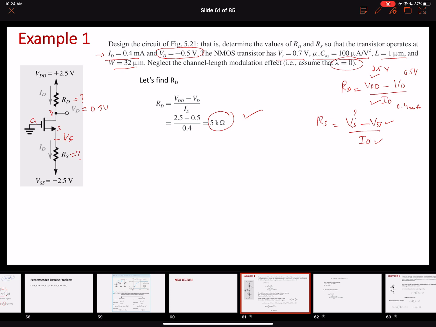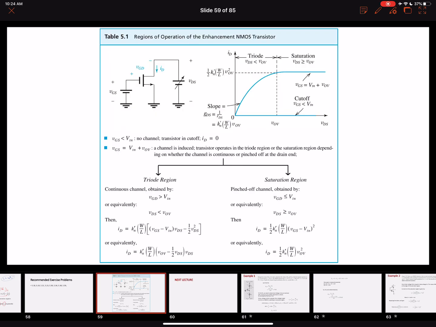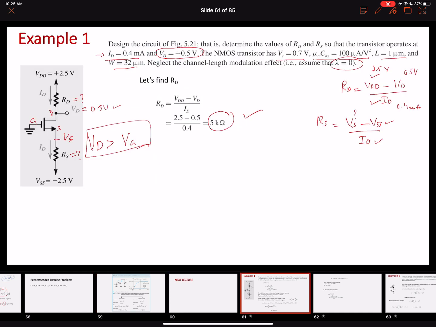Now, in this transistor, we can see that the drain voltage is higher than the gate voltage. This means that the transistor is operating in the saturation region. If the transistor is operating in the saturation region, going back to the summary slide, I can use this equation to find the value of the overdrive voltage. The equation is ID equals half Kn dash W over L VOV squared, and this VOV is VGS minus VT.